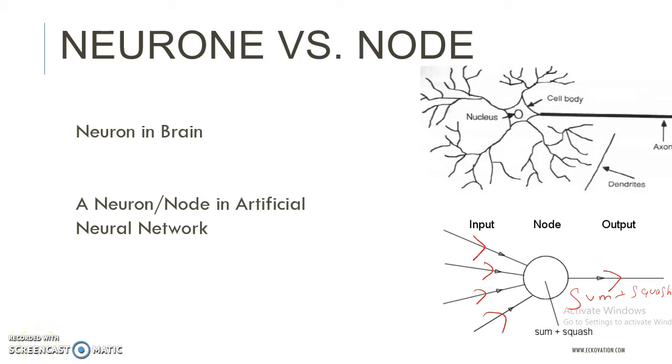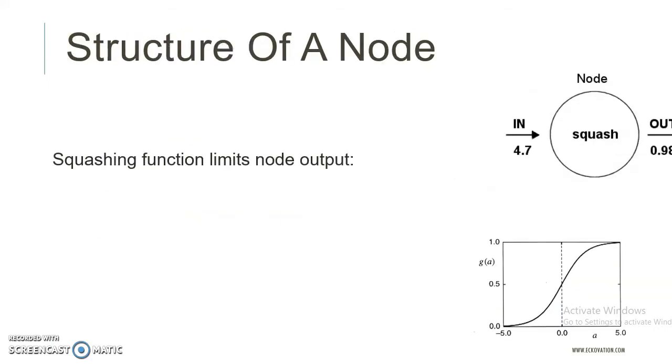So I was talking about squashing. In squashing, whatever inputs we have, we use some summation of the inputs, and then we process them in a certain way, and later on we get the output. So this one is the structure of a node.